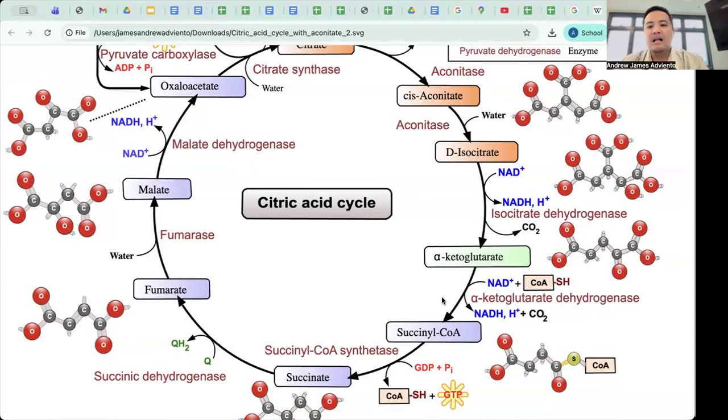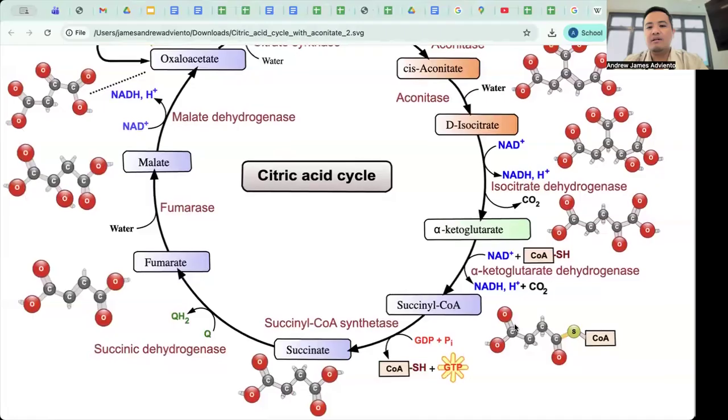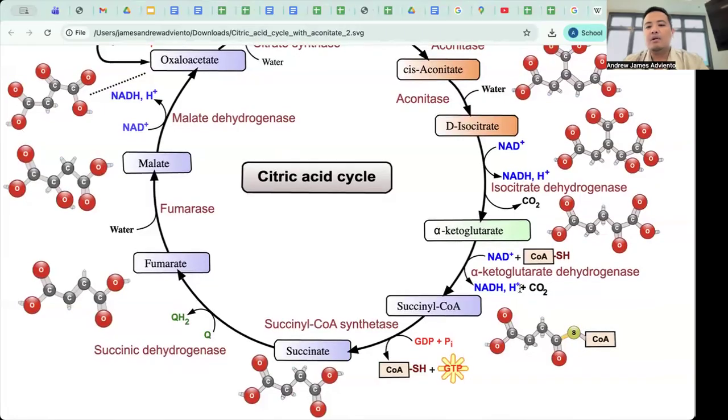So next is the alpha ketoglutarate. Alpha ketoglutarate is converted into succinyl coenzyme A. Again, the molecule loses one carbon as carbon dioxide here. It releases carbon dioxide, so that is a loss of one carbon. And of course, we also have another NADH formed in this step. This step uses the enzyme alpha ketoglutarate dehydrogenase, similar to the pyruvate dehydrogenase complex.